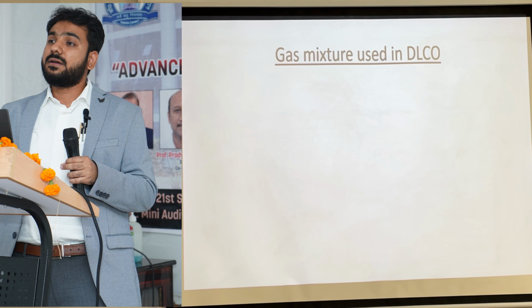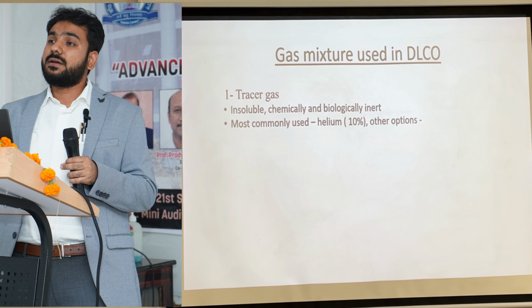Now what is the gas mixture? There is a fixed predetermined gas which is used in DLCO. We cannot use any gas. So let's talk about this gas mixture. It has four components. The first is a tracer gas. The tracer gas should be insoluble, chemically and biologically inert, and it should not be present in the body per se. Most commonly used gas is helium at a concentration of 10%. Any other options that you know of? Methane. Methane is also used in some places.